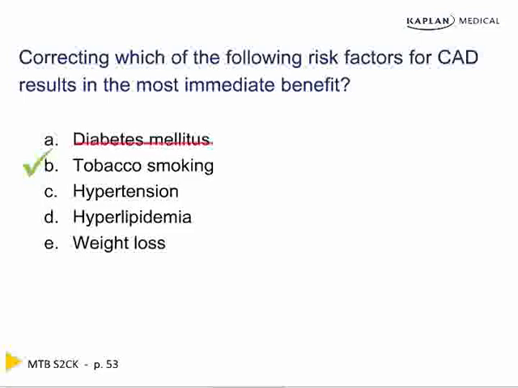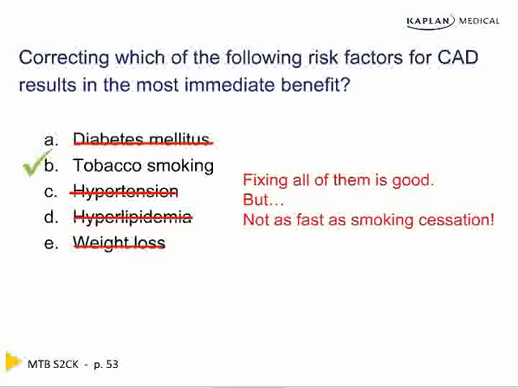and months. And if you haven't smoked for 7 years, your risk of lung cancer goes down almost to that of a non-smoker. But not so with diabetes, not so with hypertension or hyperlipidemia or weight loss. These other things, you must fix them, but stopping smoking results in the greatest immediate improvement in overall outcome.